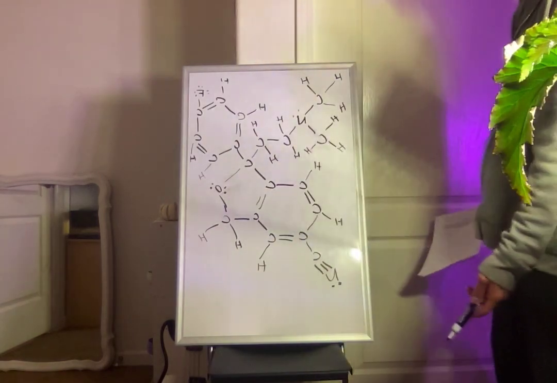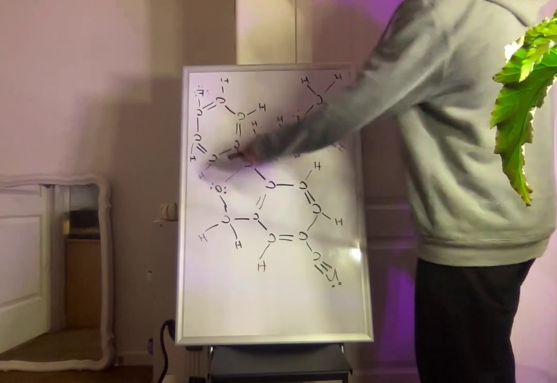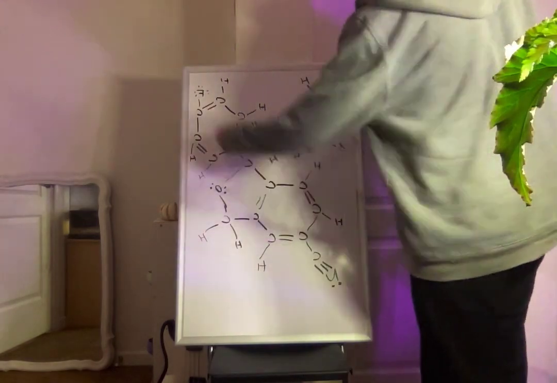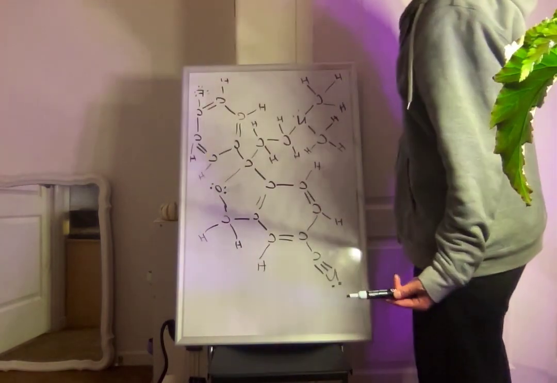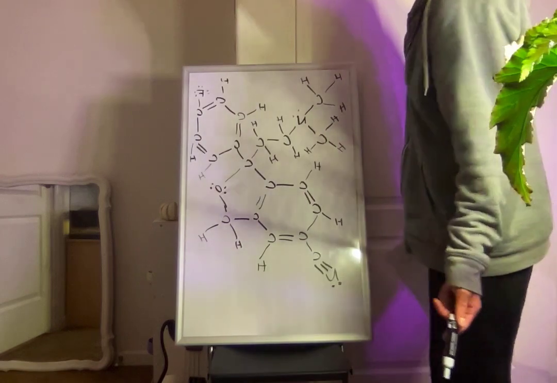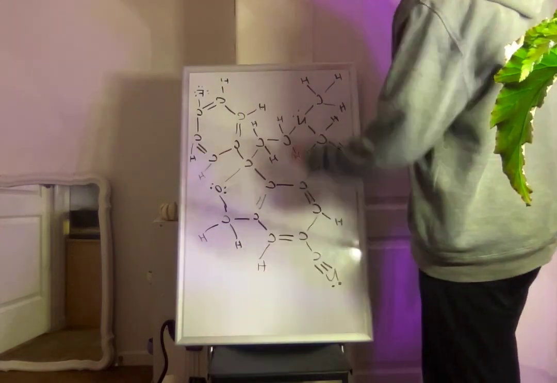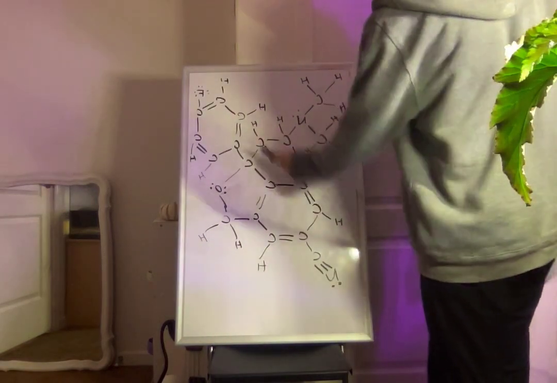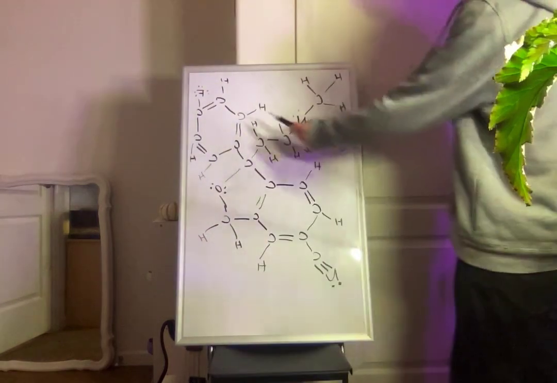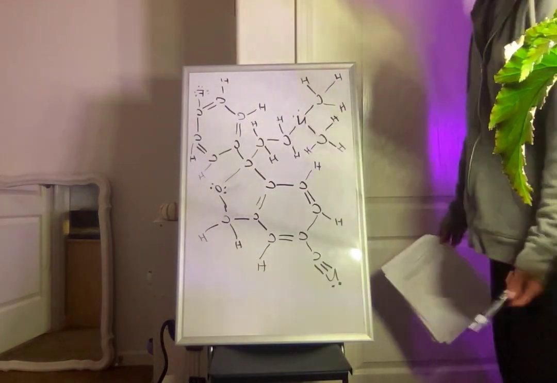So yeah, we have a linear, we have a bent, we have a lot of trigonal planar in these benzoate-looking ring type things. I don't know what they're called. And then we also have a lot of tetrahedral geometry over here and in this carbon nitrogen chain.